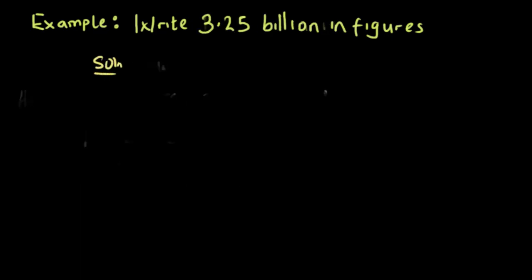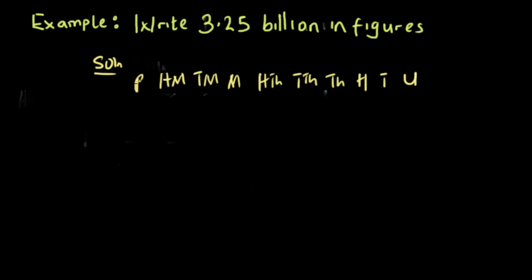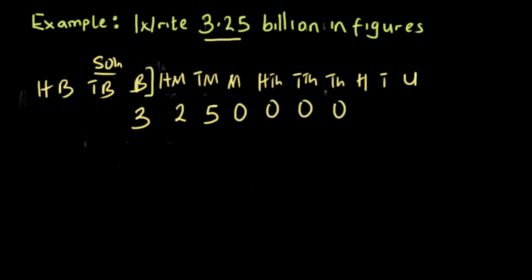Remember, the first thing to do is to write the place value. So we have units, tens, 100, 1,000, tens of thousand, 100,000. We have million, 10 million, 100 million. We have billion, 10 billion, 100 billion. Now next, remember this is a billion part, so we have 3.25 billion. So I write 3, then we put 2, 5, then the remaining will be zeros.